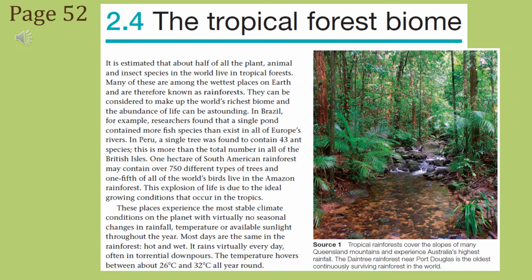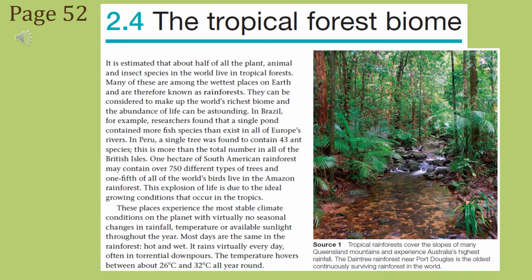It is estimated that about half of all the plant, animal and insect species in the world live in tropical forests. Many of these are among the wettest places on Earth and are therefore known as rainforests. They can be considered to make up the world's richest biome, and the abundance of life can be astounding. In Brazil, for example, researchers found that a single pond contained more fish species than exist in all of Europe's rivers. In Peru, a single tree was found to contain 43 ant species. This is more than the total number in all of the British Isles.